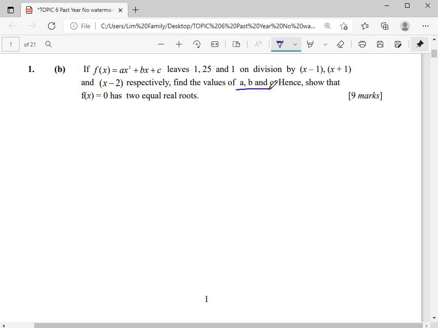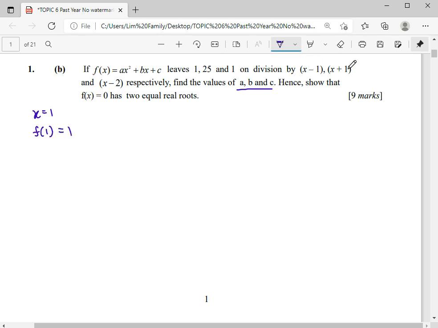Notice that they ask us to find three simultaneous equations because there are three unknowns. So we are going to solve three simultaneous equations. After that, we are going to show that this function has two equal roots. So we have to build this out first. For the first one, when dividing by x minus 1, x equals 1. The remainder is 1, so f(1) equals 1. This is our first piece of information.